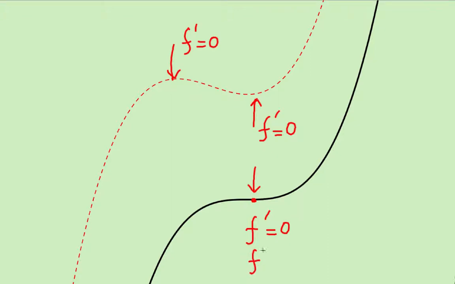Well, also actually f double prime is 0. This is what is called a point of inflection.